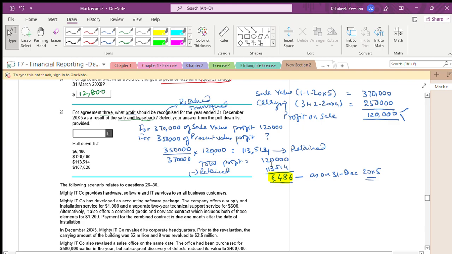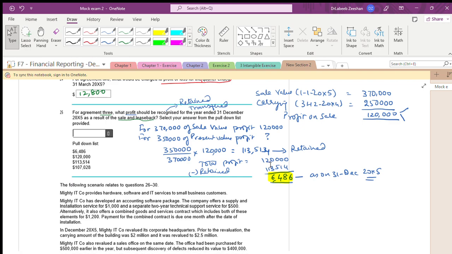First you have to calculate the profit. That profit for the current year, when we sold it, in that year we have to recognize it. Till that point we had leased it, now we have sold it. Before we sold it, that profit belongs to us, and after converting it into sale, what is the current profit? For 370,000 of the sale, profit is 120.